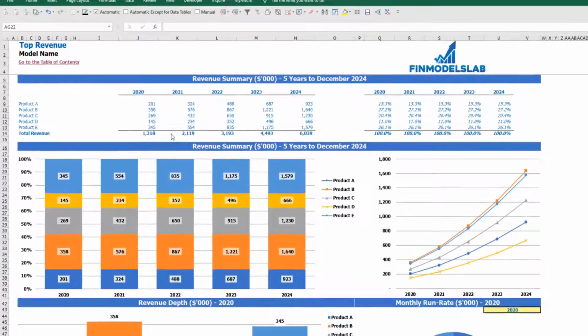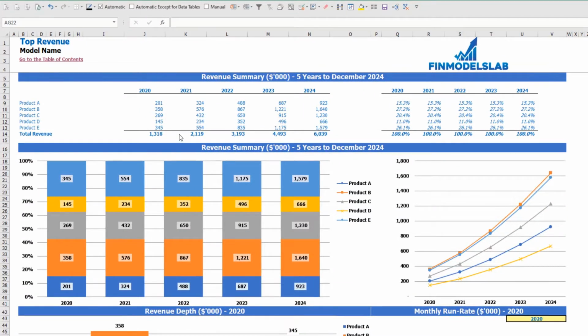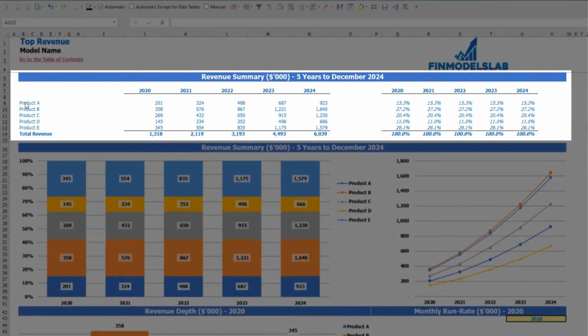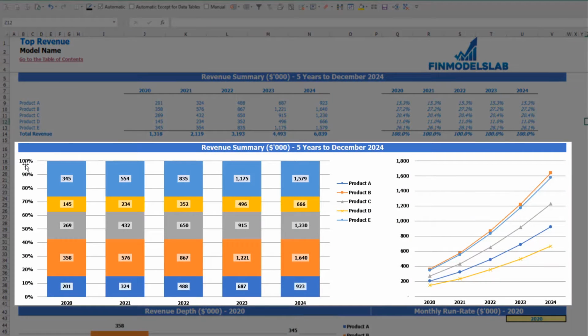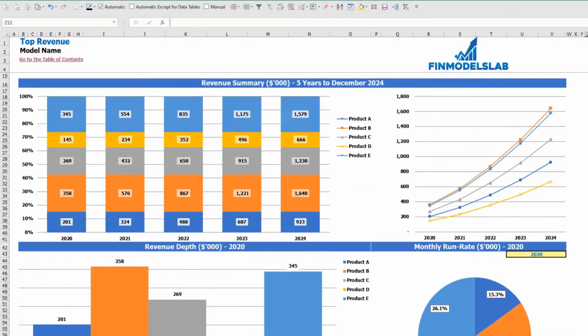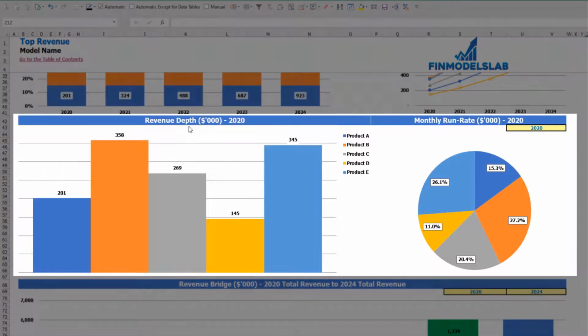On the top revenue tab you may see the breakdown of your revenue by products and also by years with absolute values and percentage breakdown. The same information you may see on the charts below. Here you may see the percentage breakdown and absolute values breakdown. Below you may see the revenue depth and monthly run rate chart.